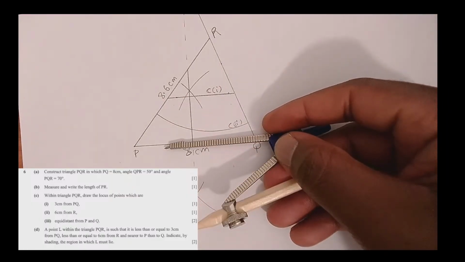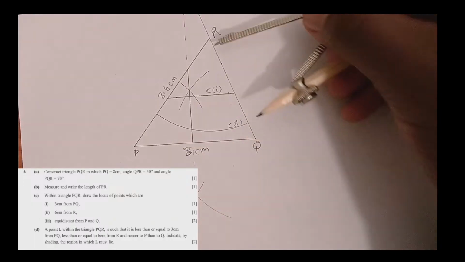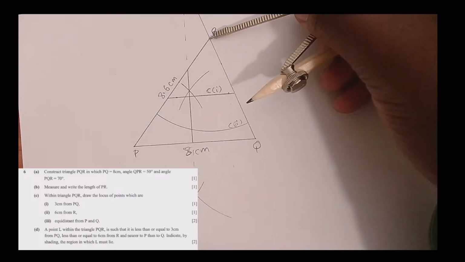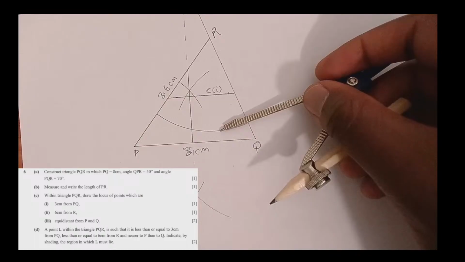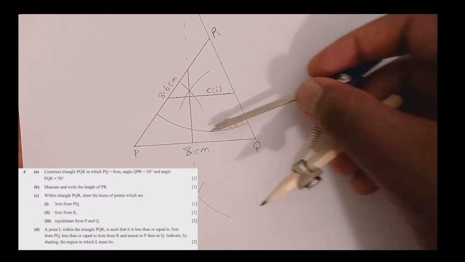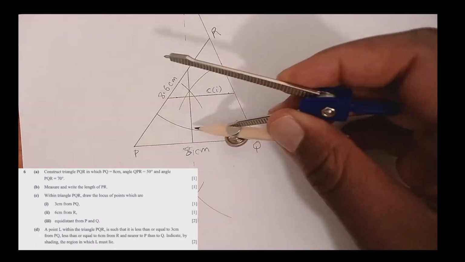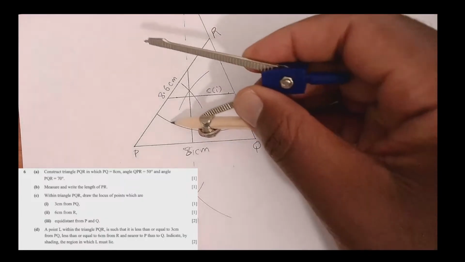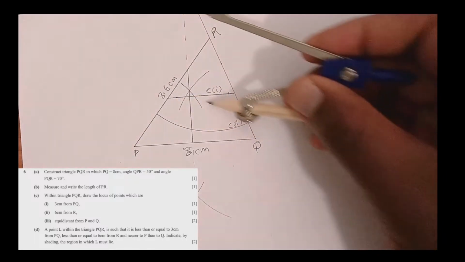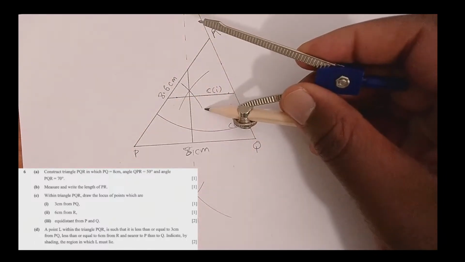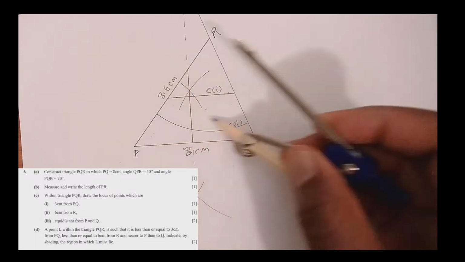Then it says it is less than or equal to 6 centimeters from R. R is right here, and from this point to this point, this is where my 6 centimeters is. So if it is less than or equal to 6 centimeters, meaning that the point is not beyond this arc right here. It should be in this region right here. But again it says, and it is nearer to P than to Q.